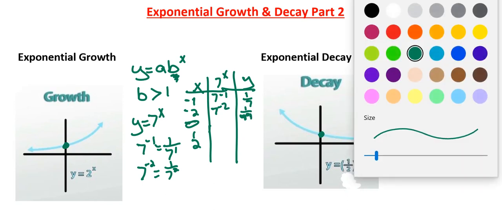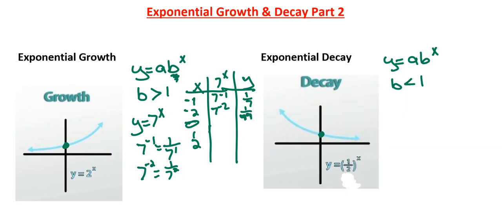Let me pick a thinner pen, because that's a little crazy looking. 7 to the 0: anything to the 0 power is 1. 7 to the first power is 7. 7 to the second power is 49.